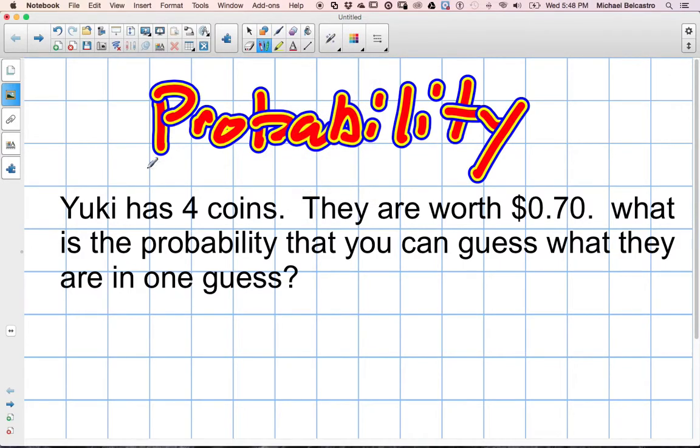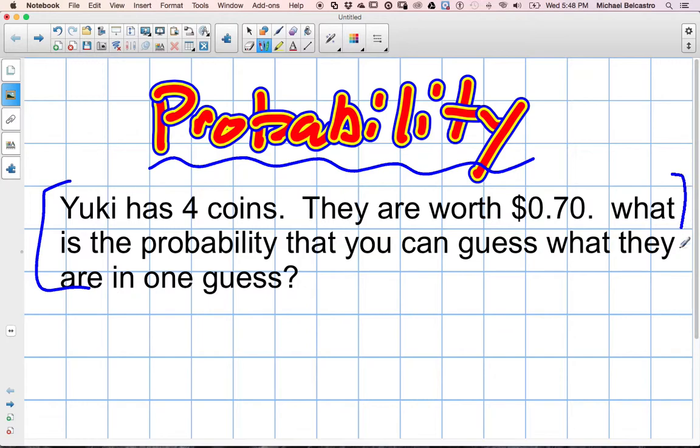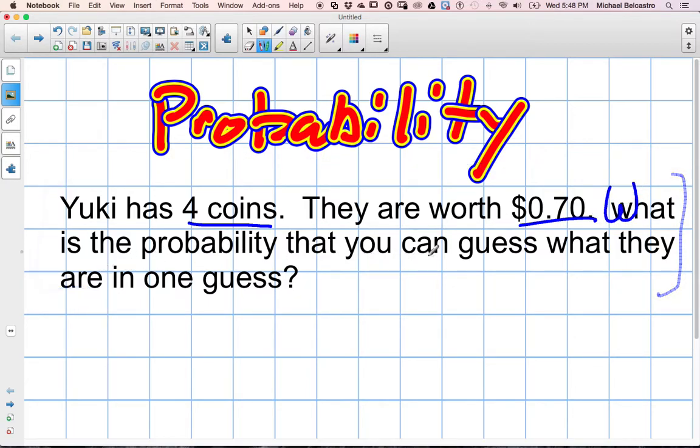At grade 7 probability, they've posed this question to us on one of our practice tests. It says Yuki has 4 coins. They are worth 70 cents total. What is the probability that you can guess what they are in one guess? This is kind of confusing because you might think, she has 4 coins, so maybe I have a 1 in 4 chance of guessing the coins, but that's not quite what it is.